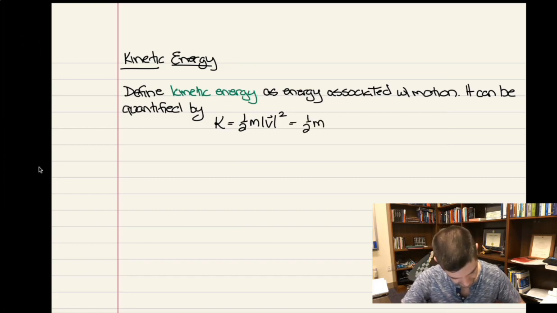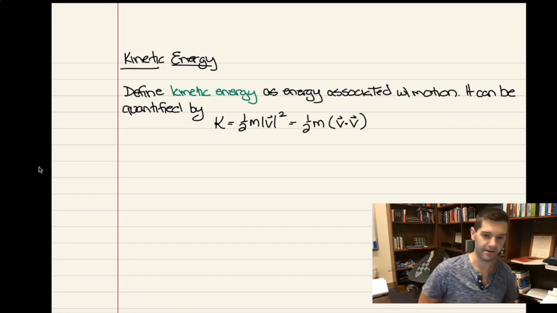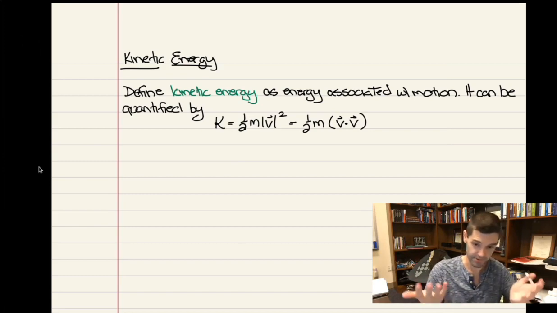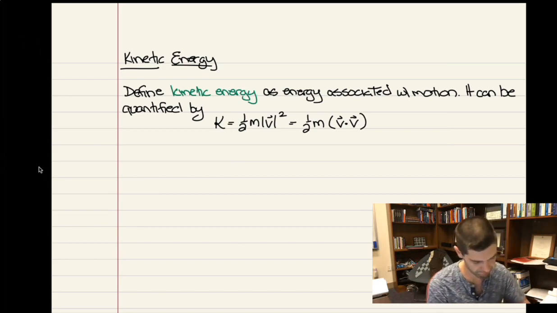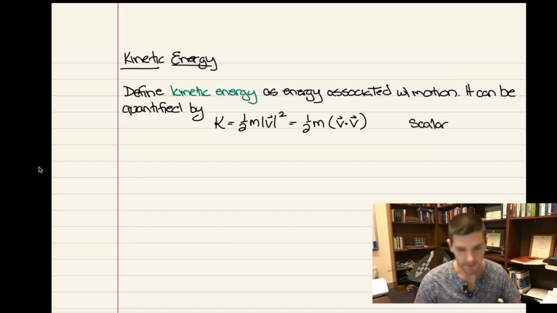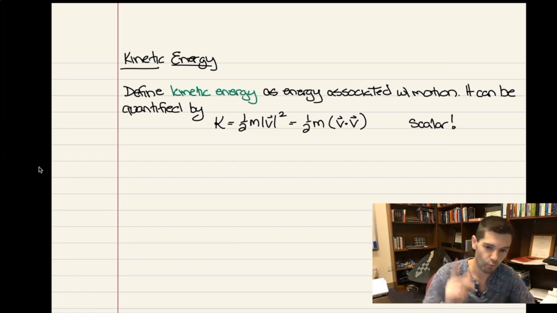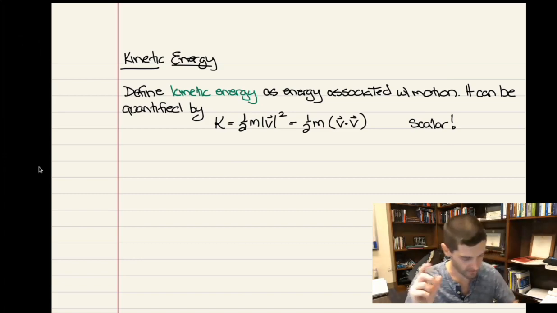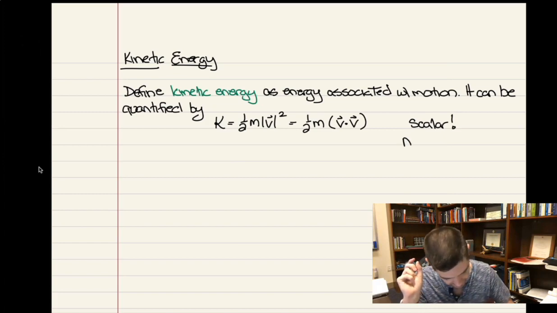Another way you might see this written, given we just talked about the dot product, is that the kinetic energy is 1/2 the dot product of velocity with itself. And that is, again, of course, just the magnitude squared. Note this is a scalar. 1/2 is a number, mass is a number, the magnitude of the velocity is just a number. There's no directionality associated with this, not a vector.